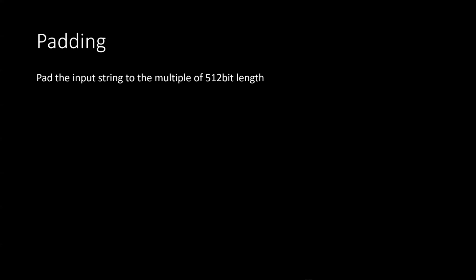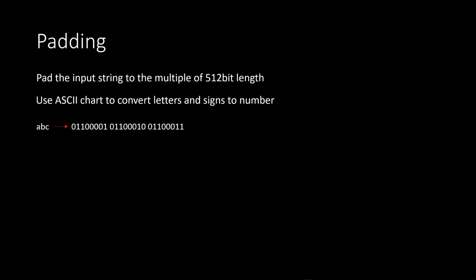Okay. So now we actually start the hashing process with the padding. What we want to achieve is padding the input string to a length that is a multiple of 512 bits. Here's an example with the letters ABC. We're going to use the ASCII chart to convert letters and signs to numbers. So ABC will become this. Note that the length of this is 24 bits.